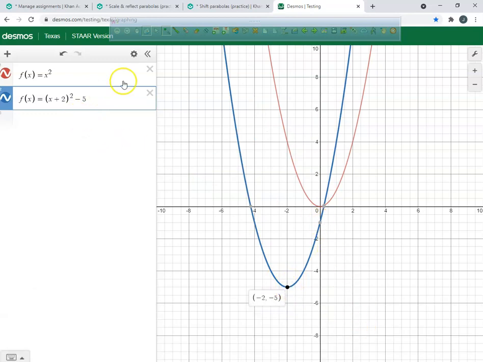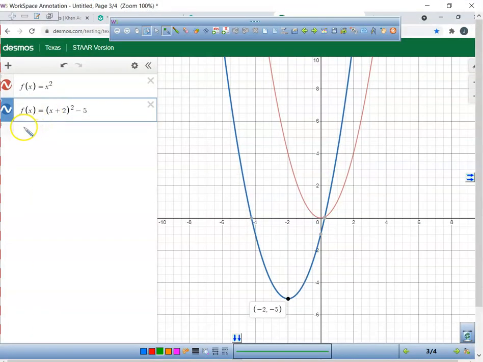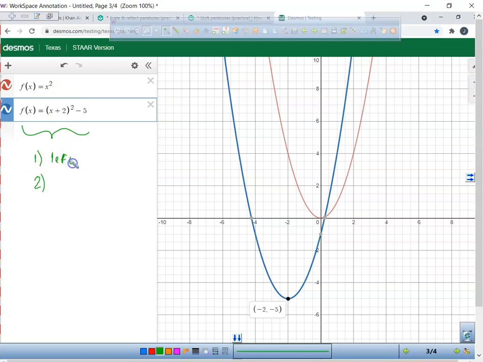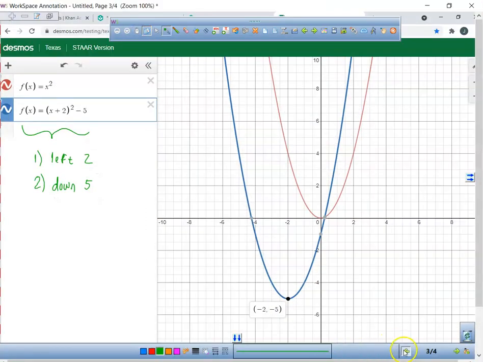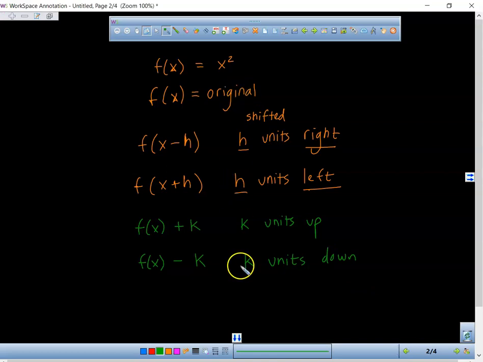So what happened here? If you want to write this down, you could write down this function right here. What are the two things that have happened from this original function? It went to the left 2, and it went down 5. And there's my function. Sometimes we'll say, what's the function that makes it go left 2 and down 5? And that's what you would type in. So we're going to go over 4 problems. It's not going to be hard. 4 problems really quickly, then we'll move on to scaling and reflecting, which will be super, super easy. So quick review, what should you have in your journal? These right here. That's what you should have in your journal.